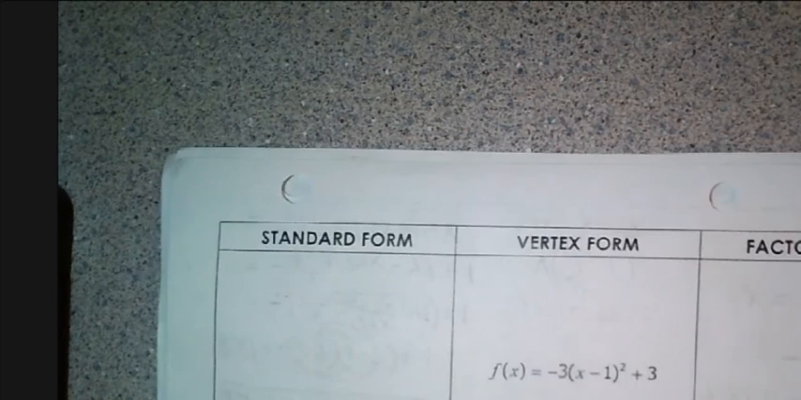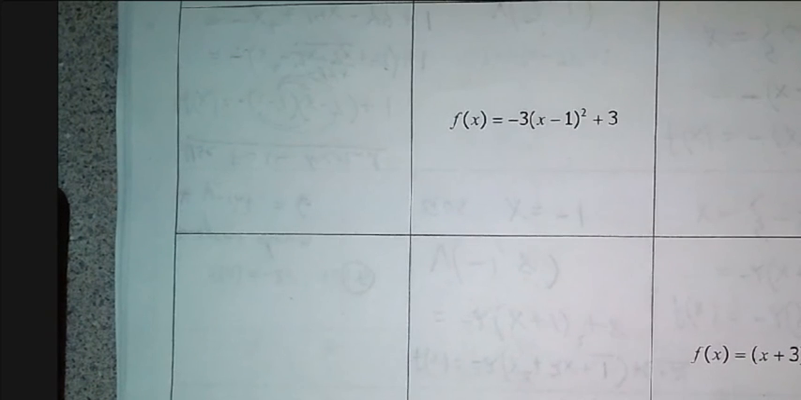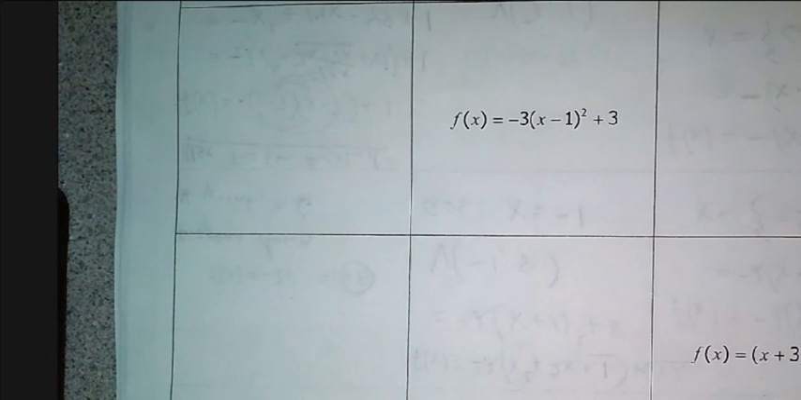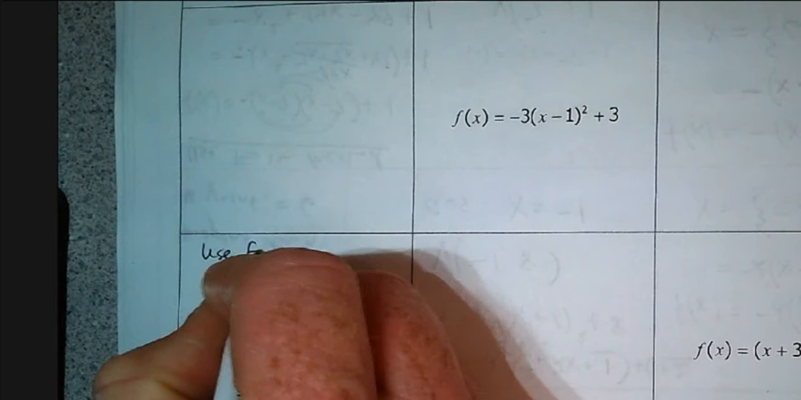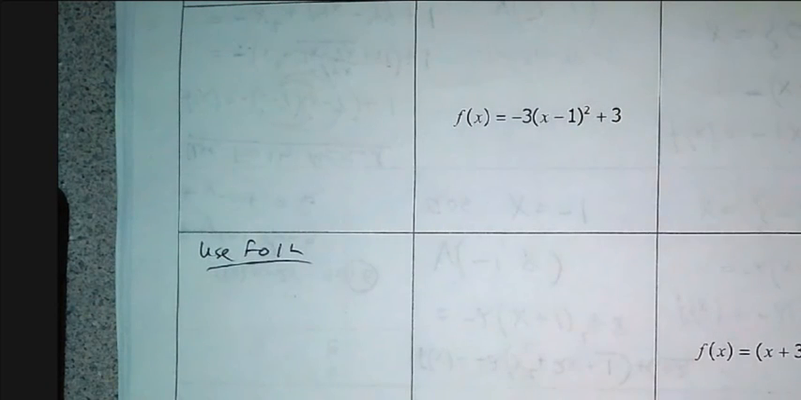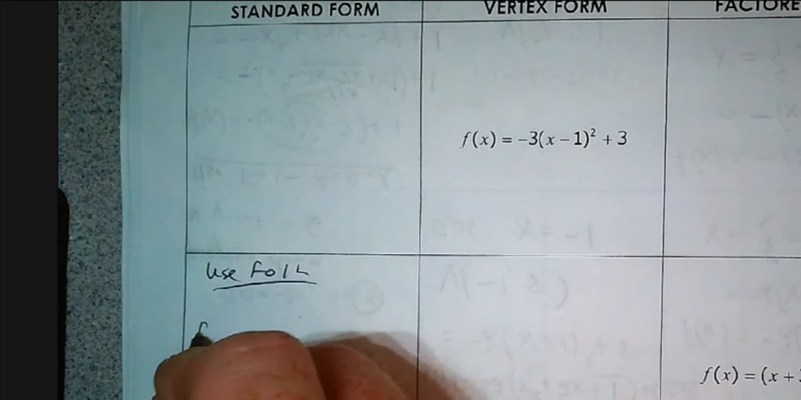Okay, I want to skip this top one because it's another vertex form conversion. I want to go straight to the factored form conversion for the video. Okay, like I said before, you always want to go back to standard form first. So, to go back to standard form, all we do is we FOIL. So, we're going to take this, and we're just going to write it over here in FOILed form.